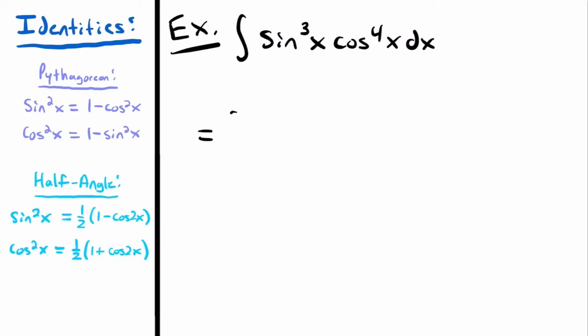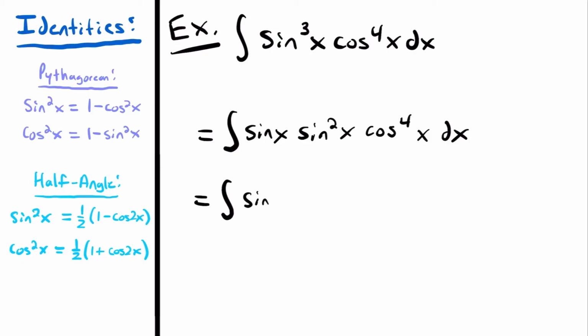This will be equal to the integral of sine x times sine squared x times cosine to the fourth power of x dx. Okay? And so now that we split up an odd power, we want to rewrite the squared term with one of our Pythagorean identities. In this case, we have sine squared x, so we will rewrite sine squared x with 1 minus cosine squared x. And so this will be equal to the integral of sine x times 1 minus cosine squared x multiplied by cosine to the fourth power of x times dx.